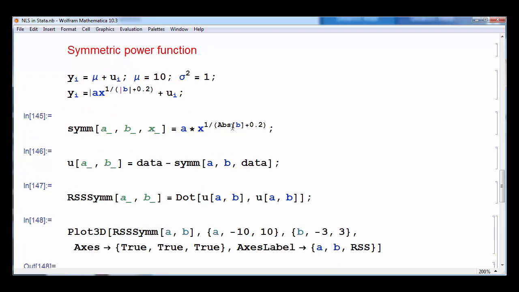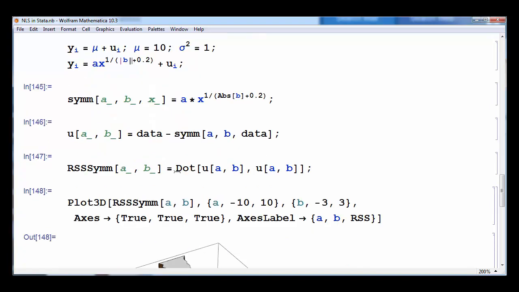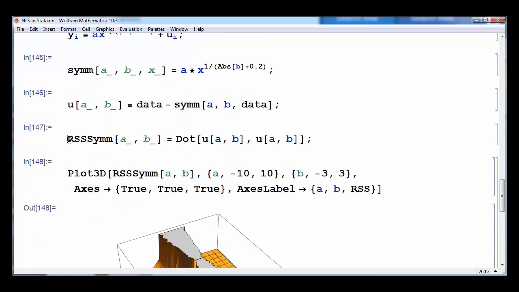So here we program our dependence on x. I put here an absolute value of b because x in general can be negative, and when x is negative, this power may not exist. So for the power to exist, I want the exponent to be always positive. This is why I put here an absolute value of b. So again, there is the residual sum of squares corresponding to that symmetric function that I have. I say symmetric because there is the absolute value.